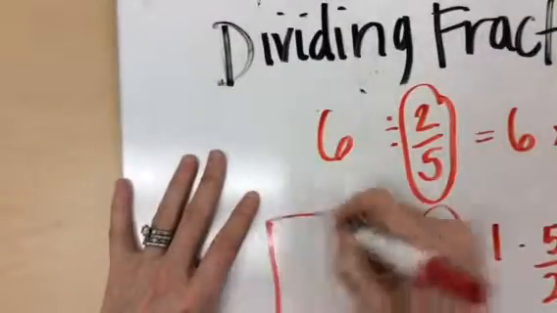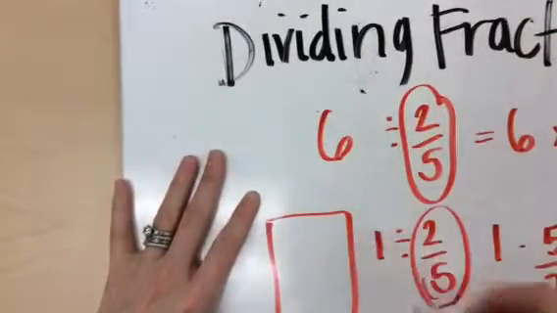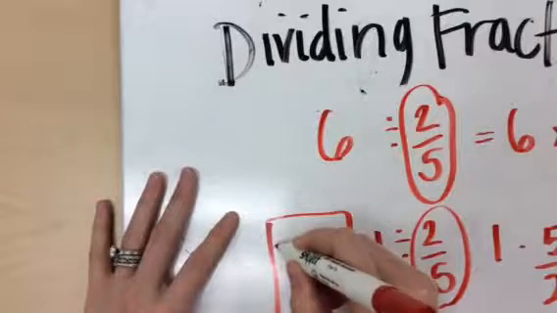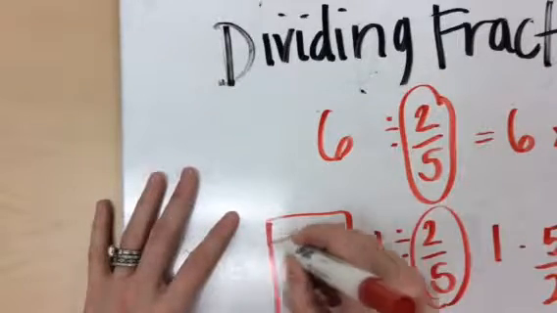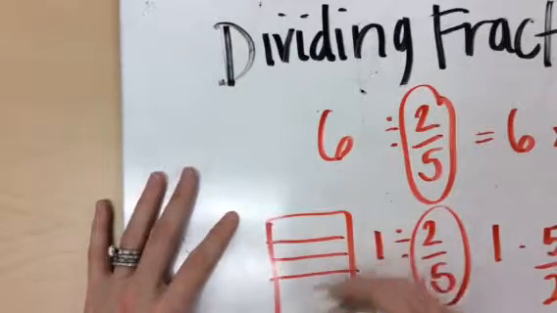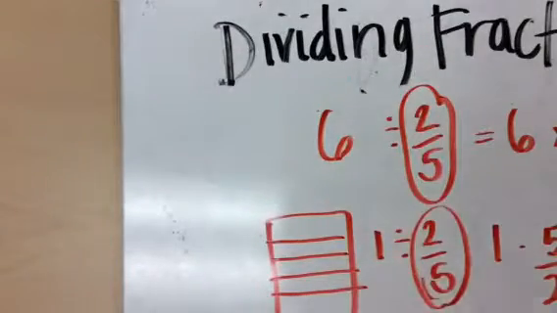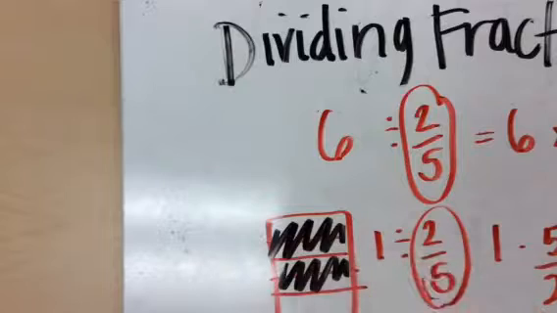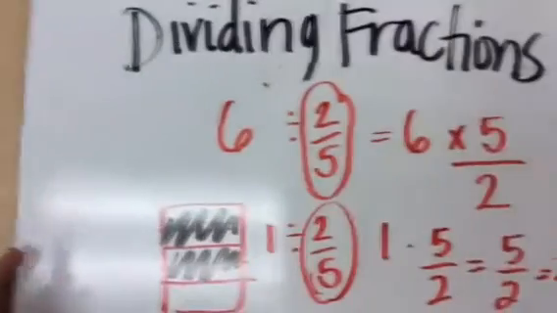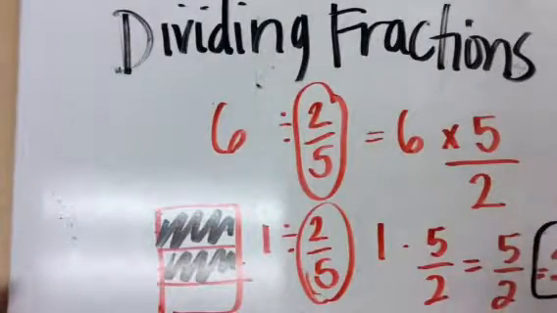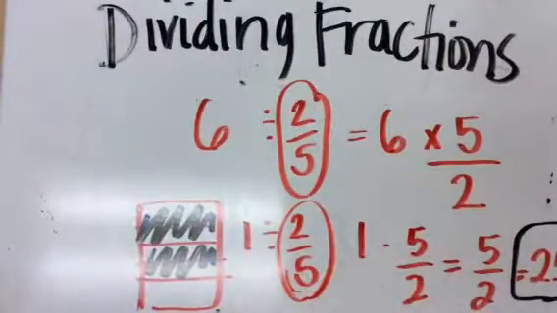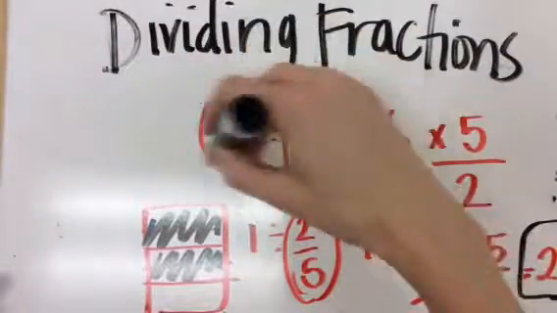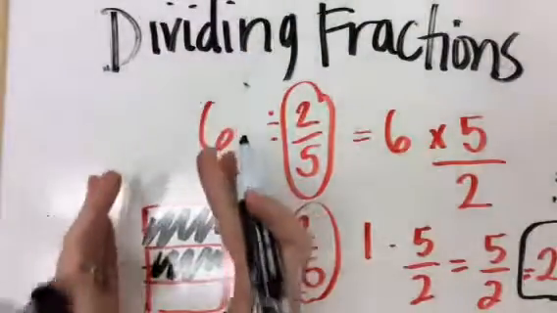Let's draw a little picture so we can see that. Here's my 1, and I want to know how many 2/5 are in there. Here's a 5th, 2, 3, 4, 5. How many 2/5? Well, here's 1 2/5. Here's another 2/5. But I can't make another 2/5. I only have half of another 2/5. So that's why there ends up being 2.5 in each one. But then I have to multiply that by 6 because there's going to be 6 of these pictures.